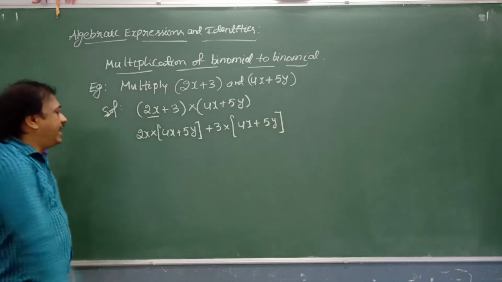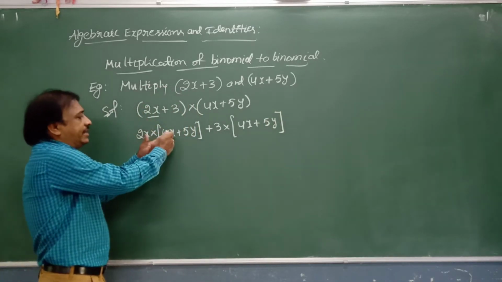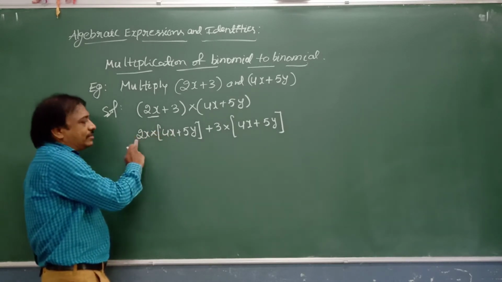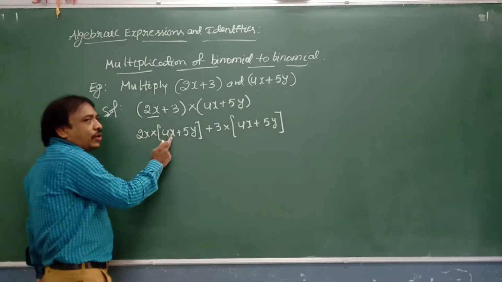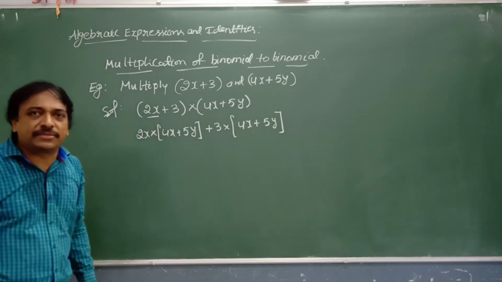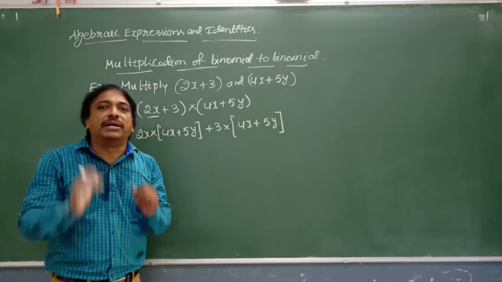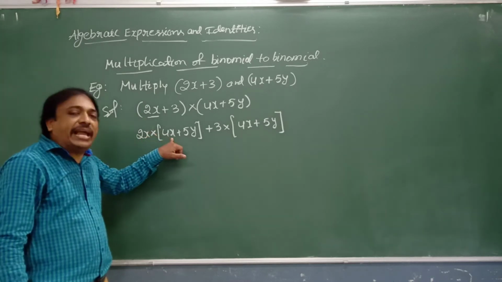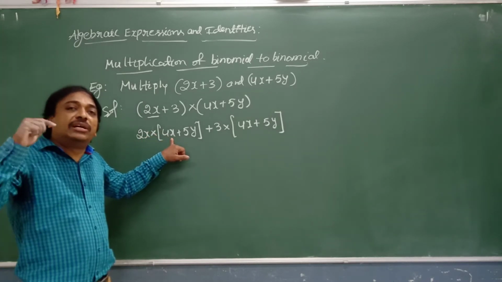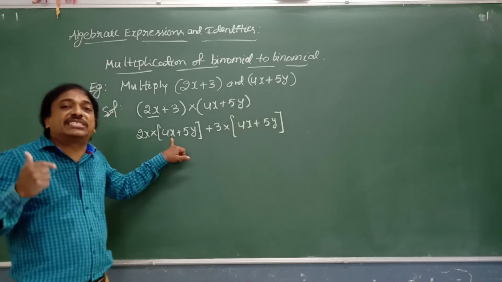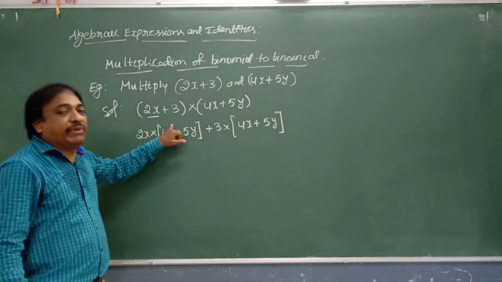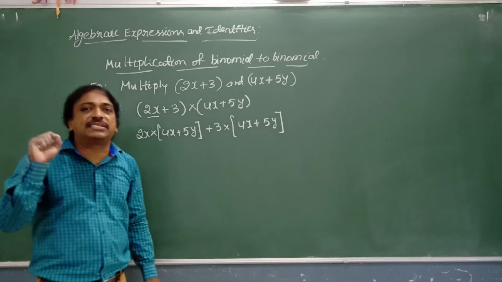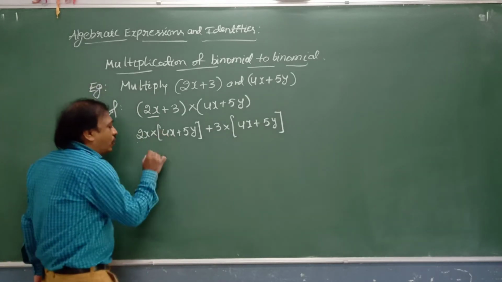Are you following? Now, first term, this into this, 2x into 4x. See, both terms have the same signs. First multiply the numerical terms, that is the numbers. So 2 into 4. 2 fours are how much? 8. x into x, x square. You learned in class 7 also exponents and powers. x power 1, x power 1. a power m into a power n will give you a to the power m plus n.